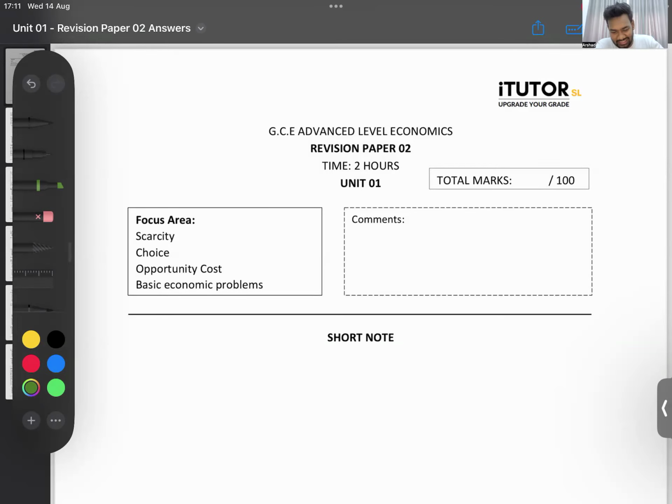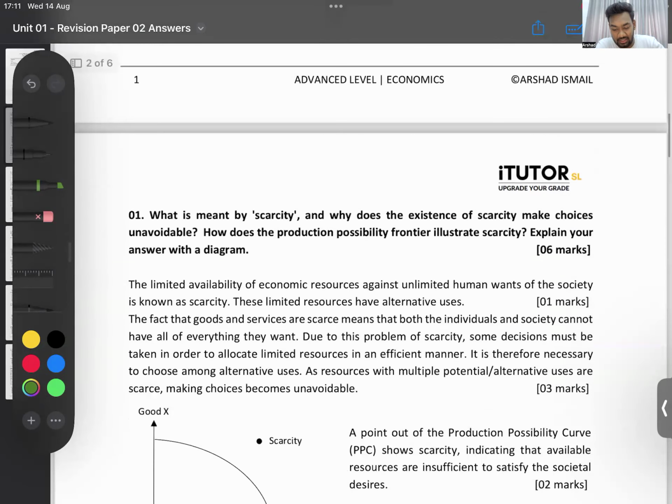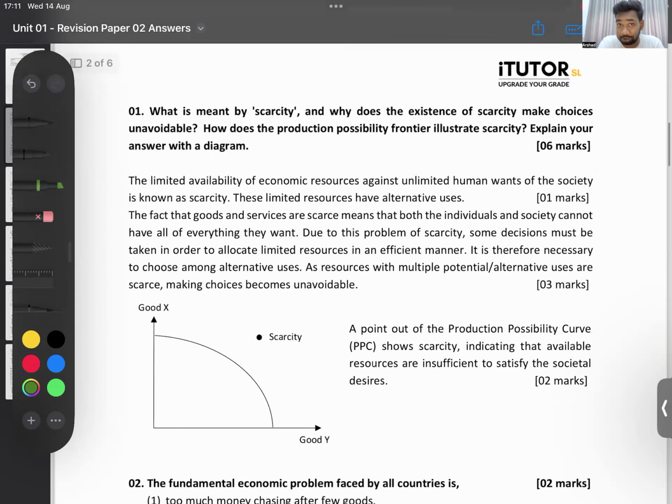Okay, so we'll start with question number 1. Listen very carefully to how to break the question down when answering. That is very important. Some of you just read the question and write for the sake of writing. Listen very carefully how to write. Question number 1 is a 6-mark question. Here they are asking, what is meant by scarcity?